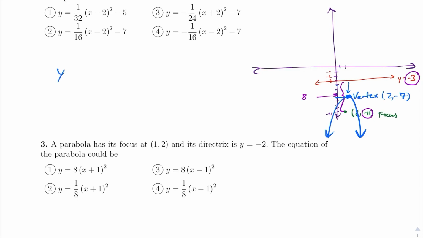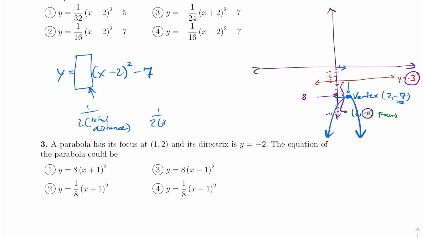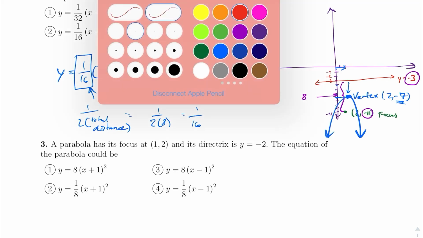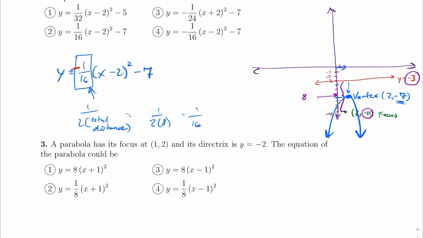So the equation of our parabola is going to be y equals x minus 2 to move it in the inside direction, the x direction, and then down 7 is going to be an outside transformation of down 7. To compute the coefficient here, you do 1 over 2 times the total distance. That's going to be 1 over 2 times 8, which is 1 over 16. And the last thing to remember is that because it's concave down, there's no part of the formula that tells you this, but you have to remember that it's going to be a negative a value because it's concave down. And so that's going to be choice 2.